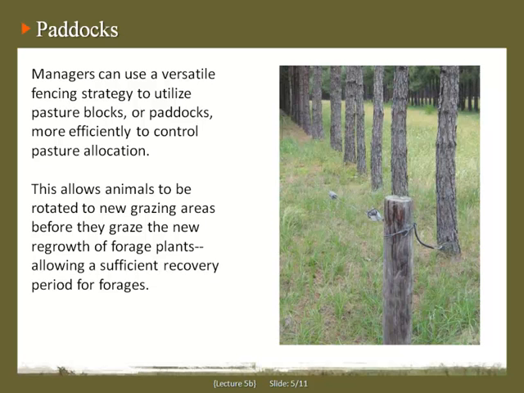Managers can use a versatile fencing strategy to utilize pasture blocks or paddocks more efficiently to control pasture allocation. This allows animals to be rotated to new grazing areas before they graze the new regrowth of forage plants, allowing a sufficient recovery period for forages.